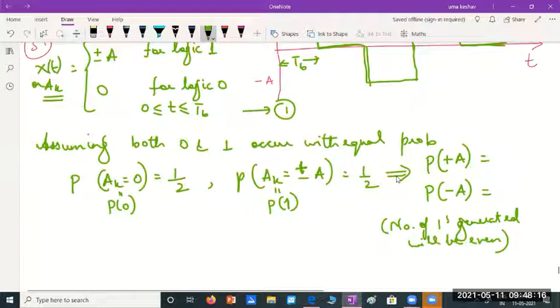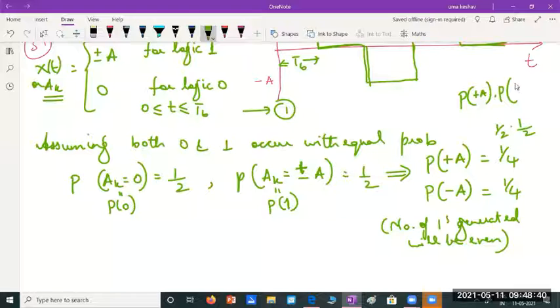So how much will this be? This will be half divided by 2, or 1 by 4 and 1 by 4. It is half of half. The probability that it is a 1 is half. This is a conditional probability: probability that it is plus A into probability that it is a 1. It will be half into half, which will be 1 by 4. I hope you got this.